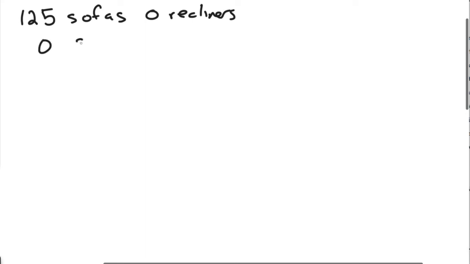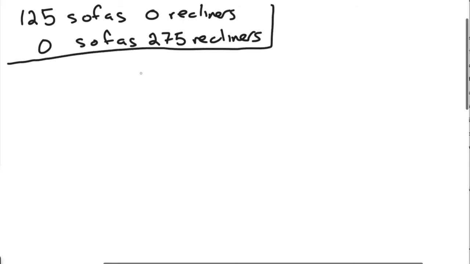So the problem is that you're going to ship some stuff, right? And you have a shipping container, and you know that the shipping container can have 125 sofas and 0 recliners, or 0 sofas and 275 recliners. And so the question is, well, okay, what are some of the other combinations? Can I maybe have 50 sofas, 100 recliners, those kinds of questions. So we're going to make an inequality.